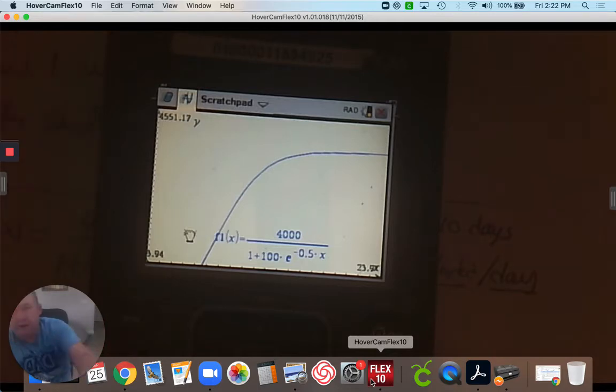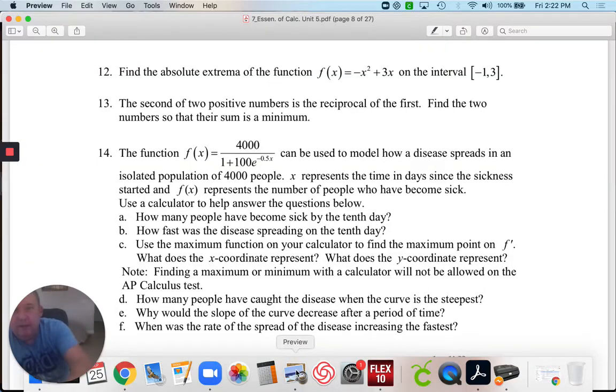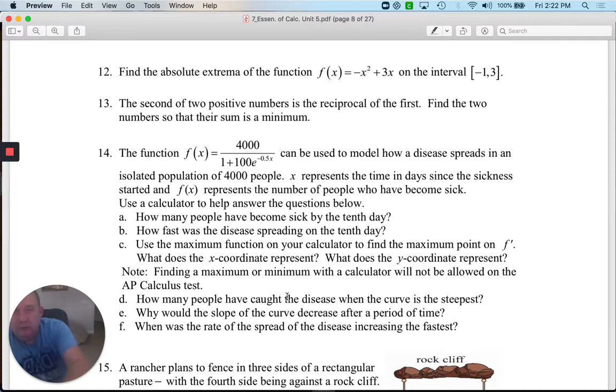Sure, I understand it. Come back here. So it says finding a maximum or minimum with a calculator will not be allowed in the AP test. Interesting. So, what is that part C? Maximum or minimum. So what would happen? Let's find it a different way.